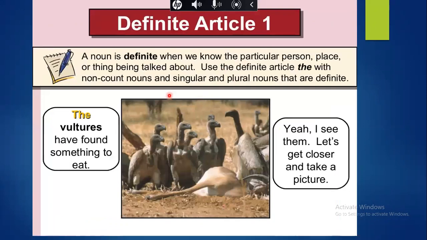Now, let's come to the definite article. Let's see the first condition. A noun is definite when we know the particular person, place, or thing being talked about. Use the definite article the with non-count nouns and singular and plural nouns that are definite. For example, the vultures have found something to eat. Yeah, I see them. Let's get closer and take a picture. So here we're talking about particular vultures.